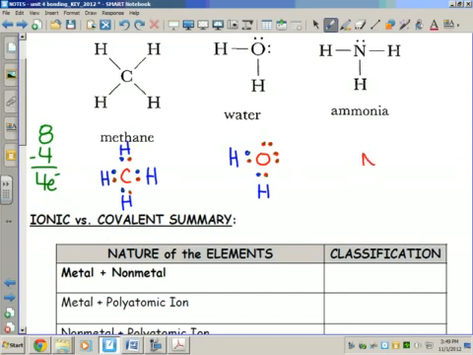And our last example is ammonia. So we start with nitrogen and 1, 2, 3, 4, 5 valence electrons surrounded by 1, 2, 3 hydrogens, each with 1 valence electron. And you look, count them up: 7, 8 valence electrons around nitrogen. And again, each hydrogen has partial ownership of 2. So both atoms, or all 4 atoms in this case, end up with their full octet.